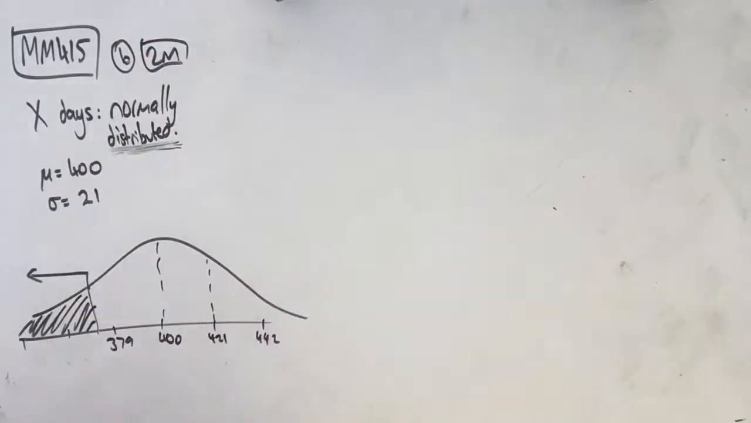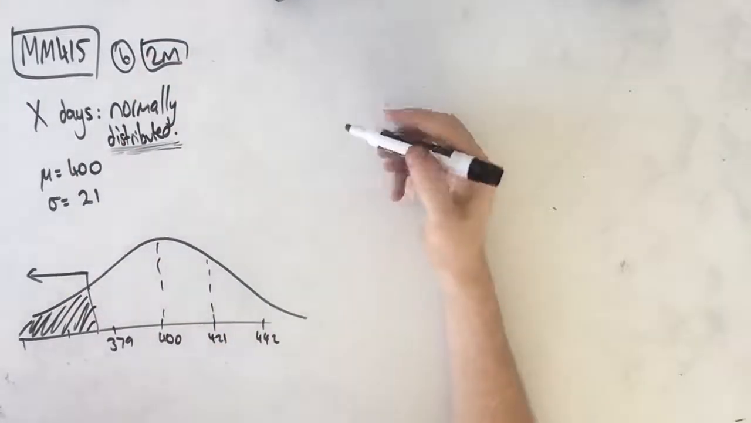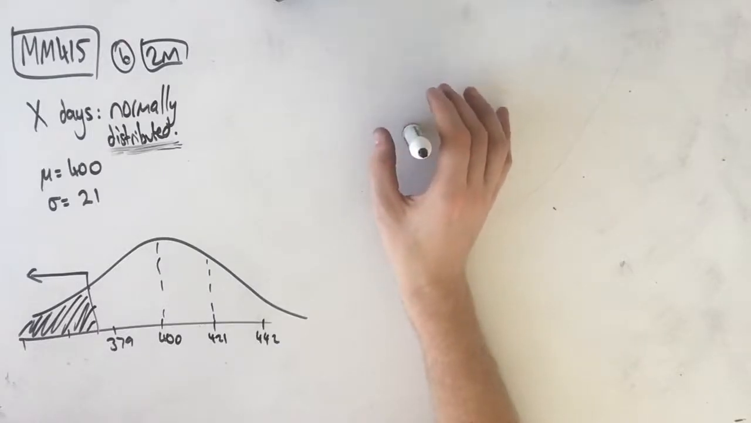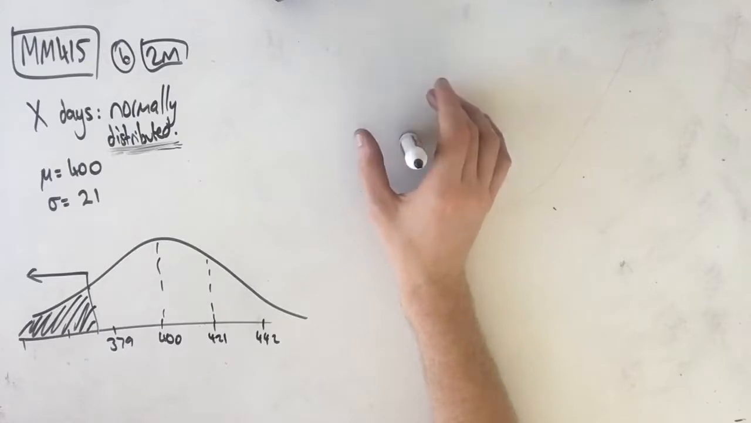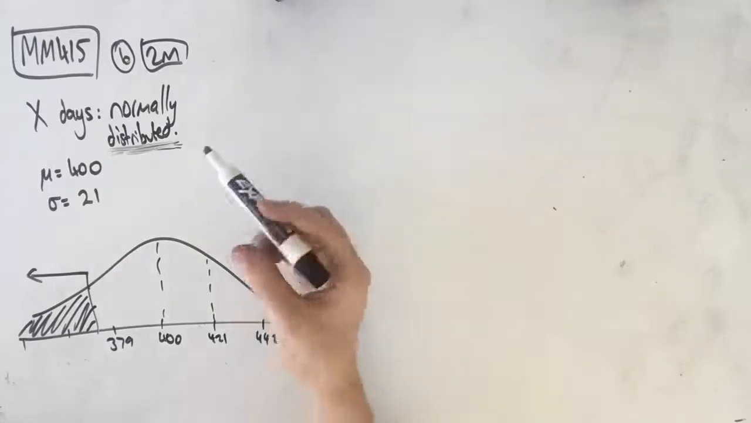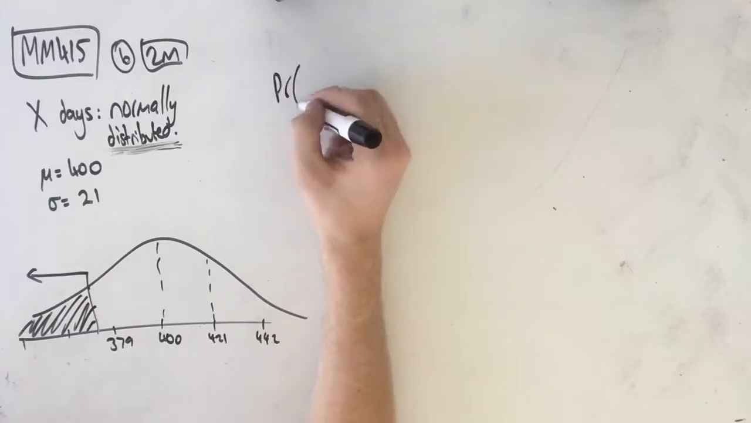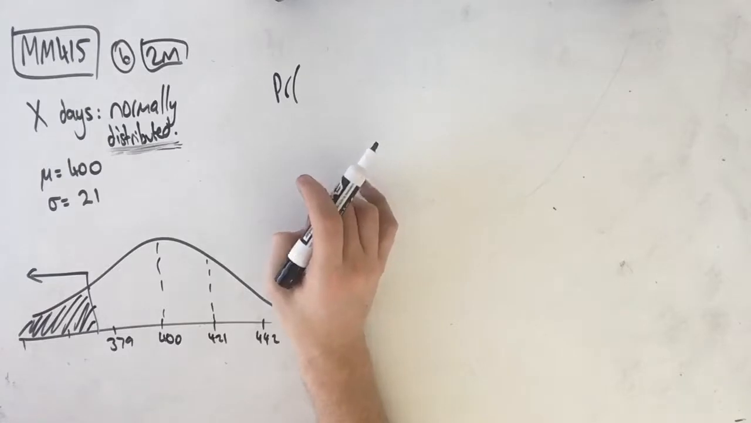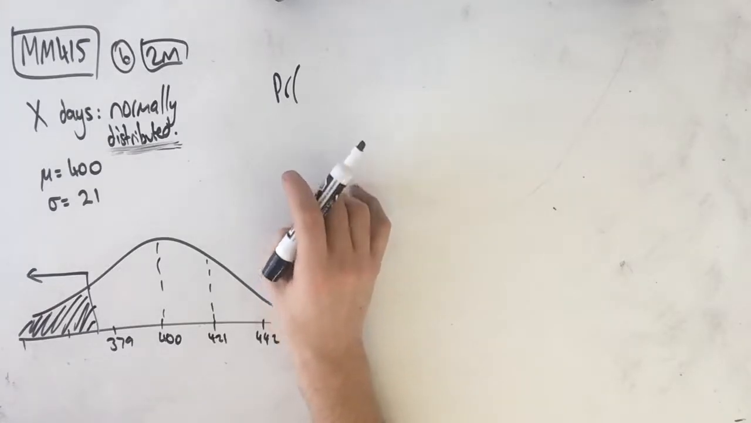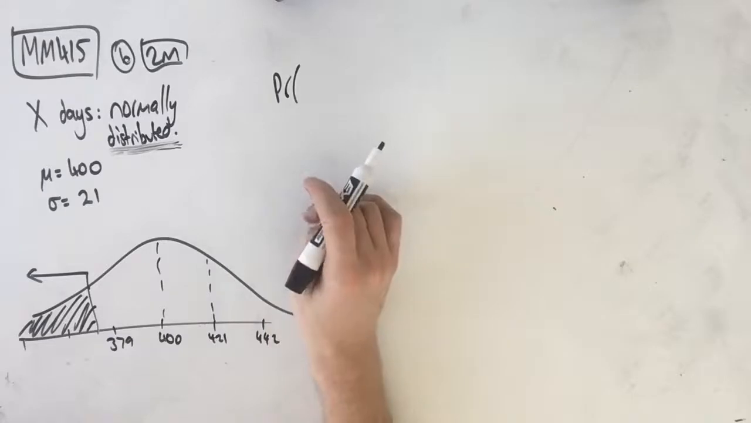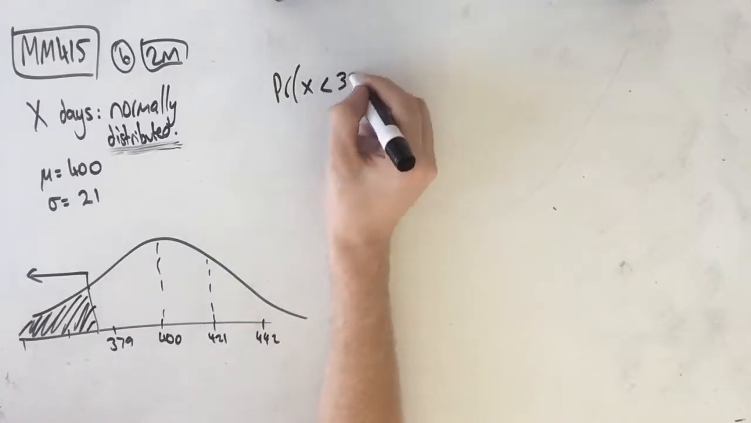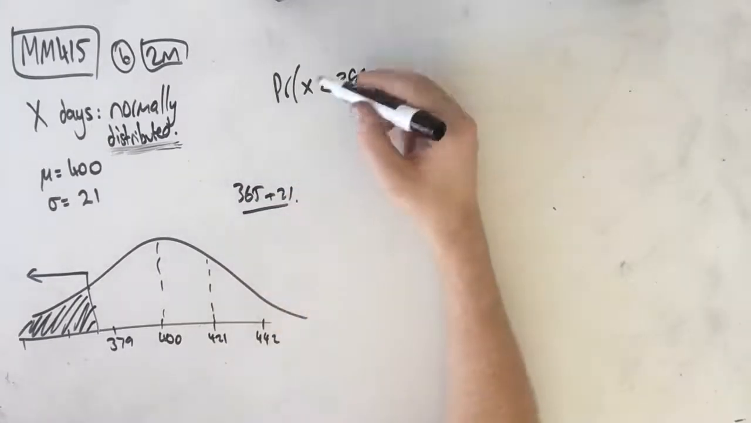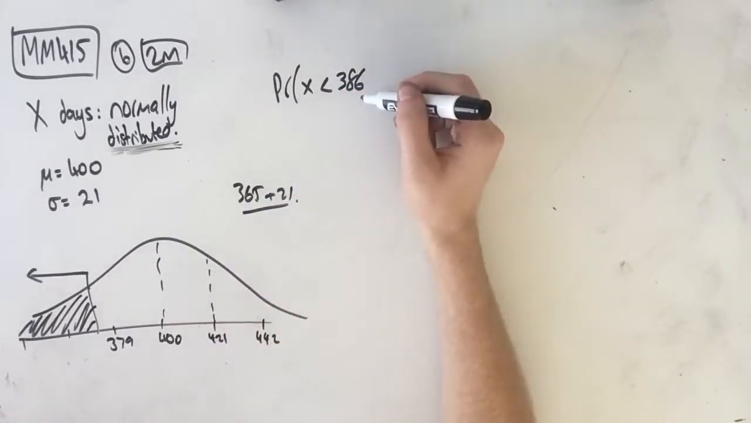It's a tricky question. Part B says, it has been 365 days since Darcy bought his e-phone and it still works. What is the probability that it will stop working in the next 21 days? So we know that it's been working for 365 days, and we're looking for the probability that it'll stop working in the next 21 days, which means that its lifespan will be less than 386. The 365 plus the 21 is our 386.